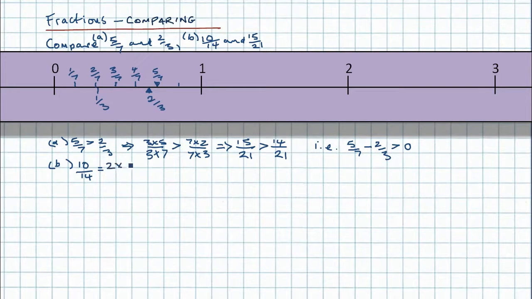That can become 2 times 5, and this is 2 times 7. Okay, now we've got 2 times 5 and 2 times 7. We can cancel the 2's, so that just becomes 5/7. Let's see if we can do the same then with 15/21, 15 divided by 21.